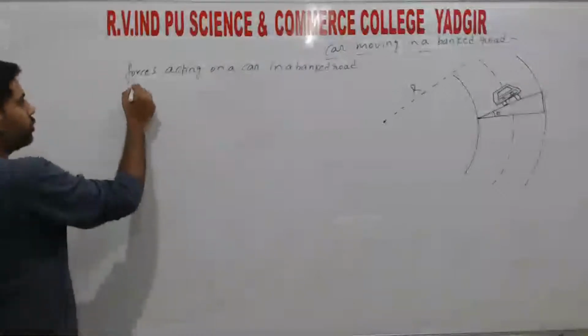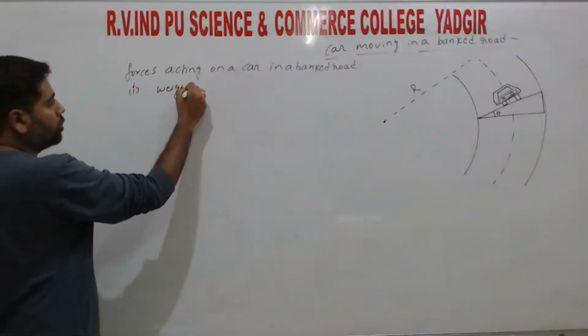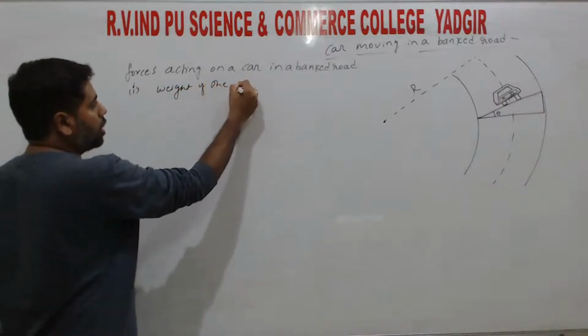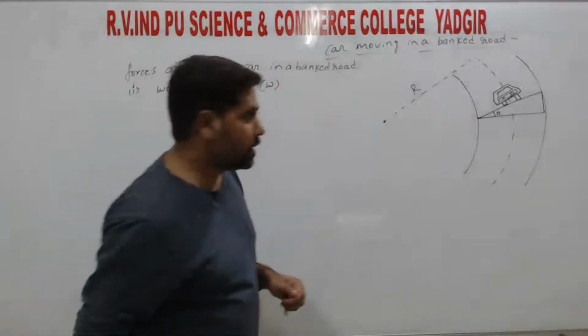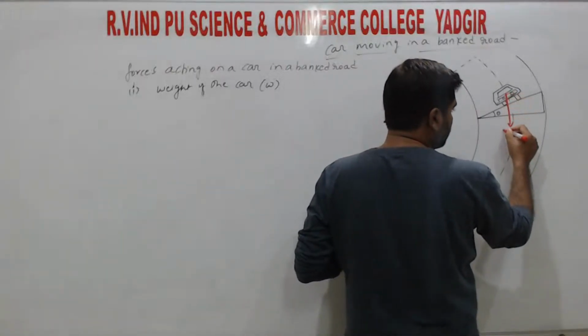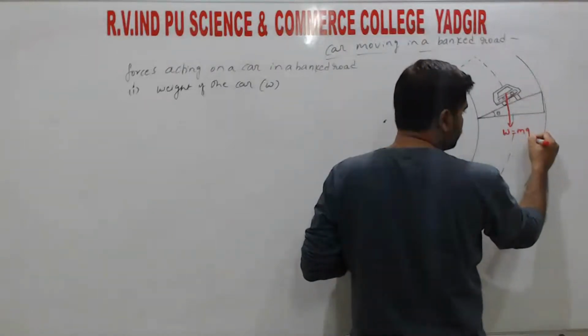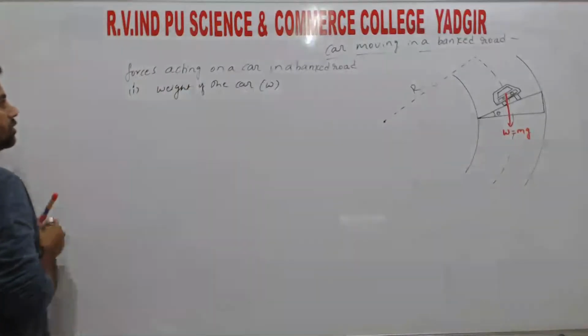Right. So in the first one, weight of the car. So that is W. Weight of the car is always in the downward direction. That is W, that is equal to mg.